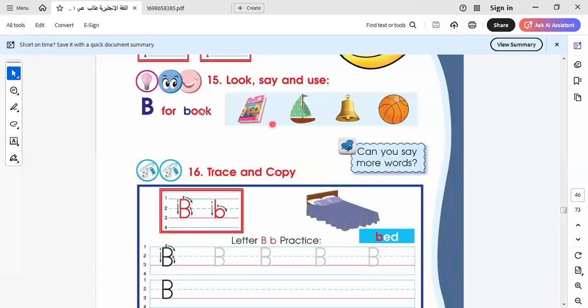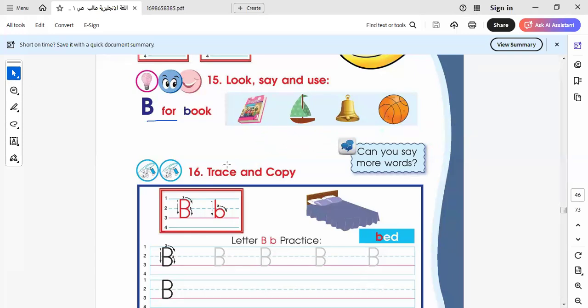Here is B for book. Here we have book. We have here board. Board, bill, and here we have book. Okay, all these words are related to letter what? To letter B. B for book, for board, for bill. There is capital B and small b.